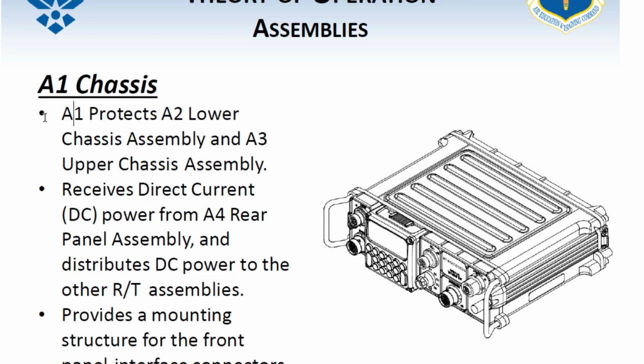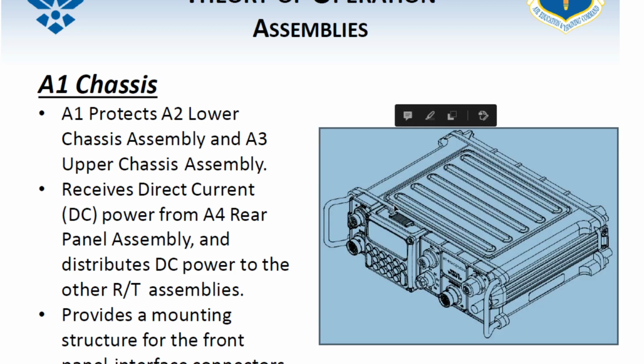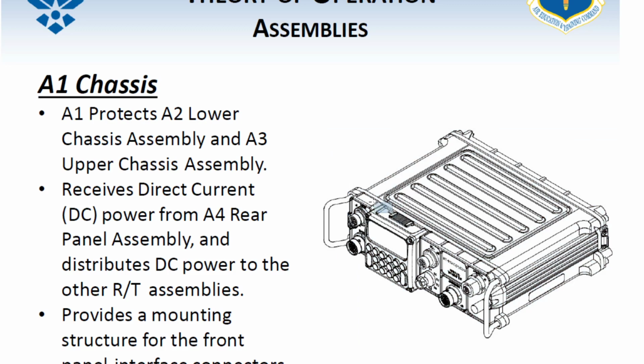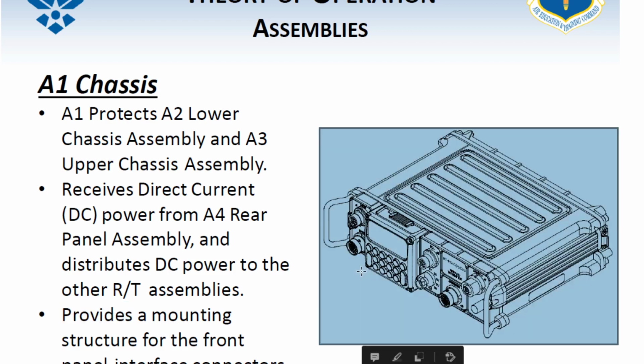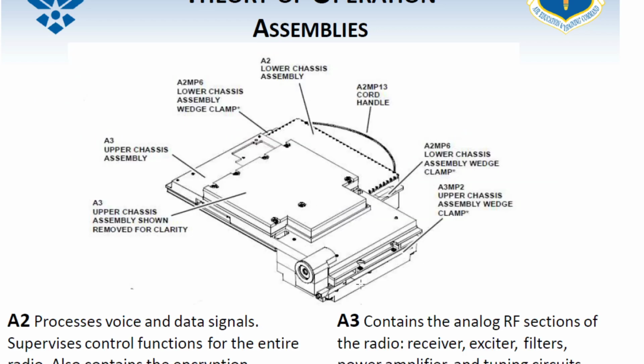It receives direct current DC power from the A4 rear panel assembly and distributes DC power to the other RT assemblies. Y'all know RT just stands for receiver transmitter. It provides a mounting structure for the front panel interface, the connectors, and the A5 KDU. If you did not know this, you can slide this little piece to the left, and it will pop off, and you can remove this KDU or MMI and remote it up to about 6 feet away.